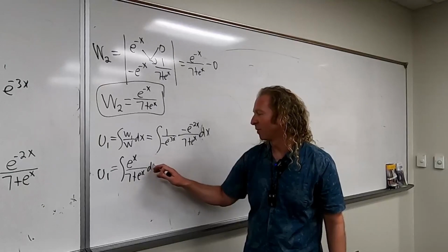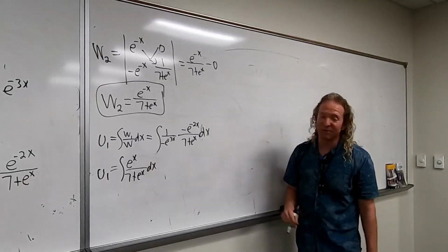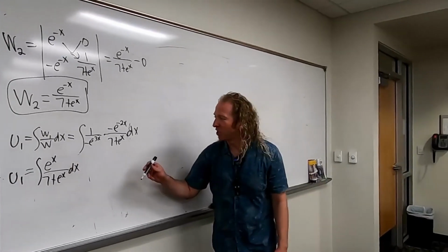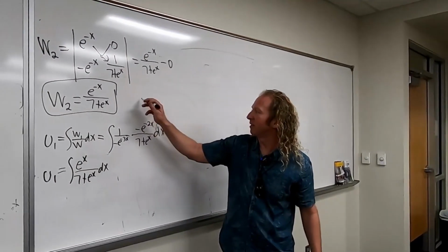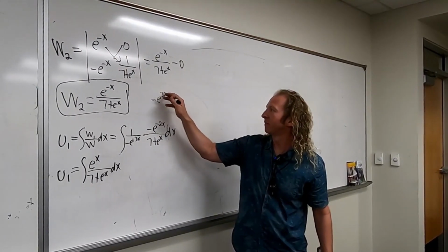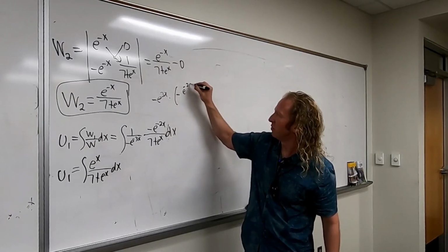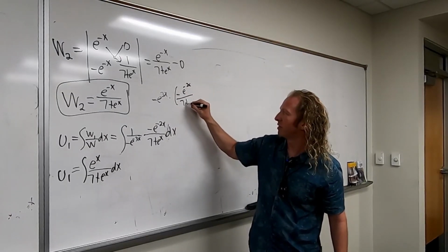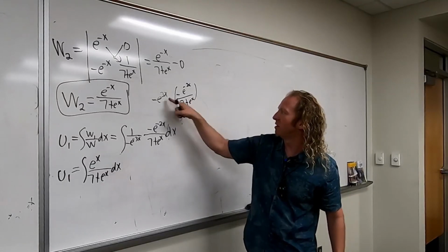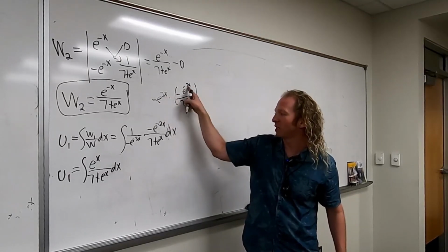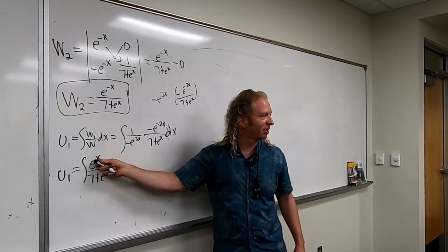Wow, that's horrible. Hardcore. So I skipped some steps. So what happened there? Magic. So I'll do it up here. Basically it became negative e to the 3x times negative e to the negative 2x over 7 plus e to the x. And then these cancel, they become positive, and then you add the exponent. And that gives you e to the x.